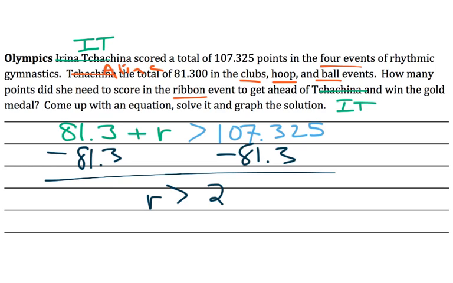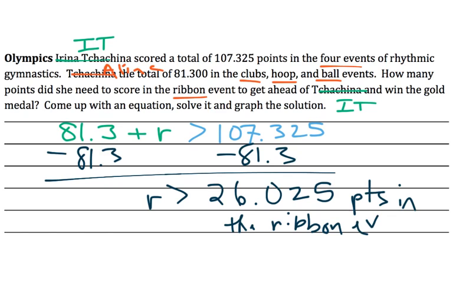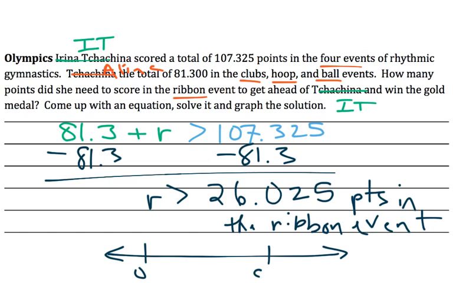I think if I am not making a mistake, this ends up being 26.025. So she has to score more than 26.025 points in the ribbon event. And they don't really tell us to explain that, but these being word problems, it's kind of good to be thorough there. So, if I look at this, we're still incomplete. We need a little bit of a number line. Here's 0. Here's 50 maybe, and 25. And she needs to be a little bit better than that, so we'd have an open circle and an arrow to the right. That's what it would look like if we graphed it.